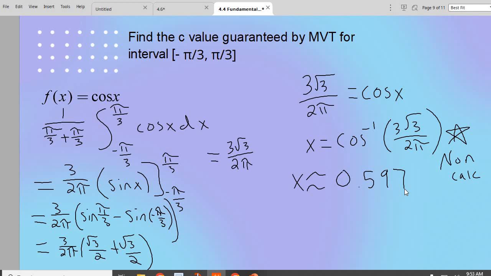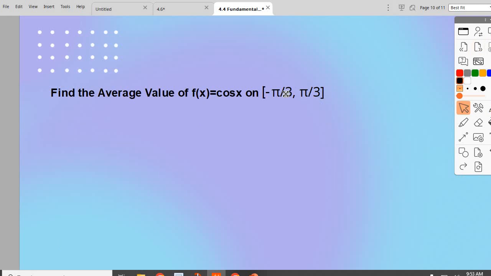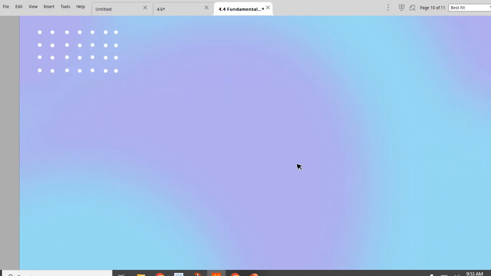Alright. Other questions. So I want to look at a word problem. Because like I said, this is where that application portion comes into play, looking at the average value of functions that actually represent doing stuff.